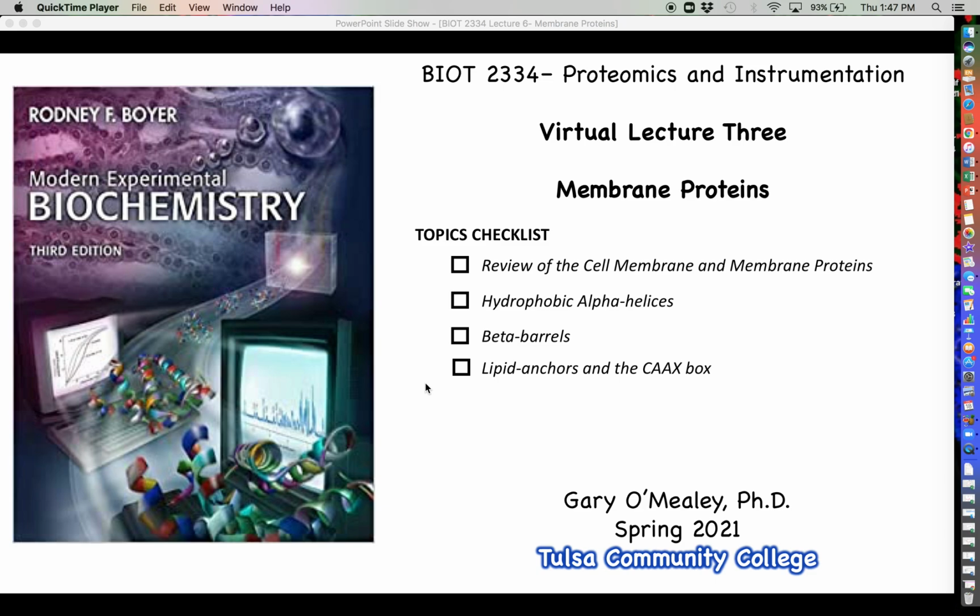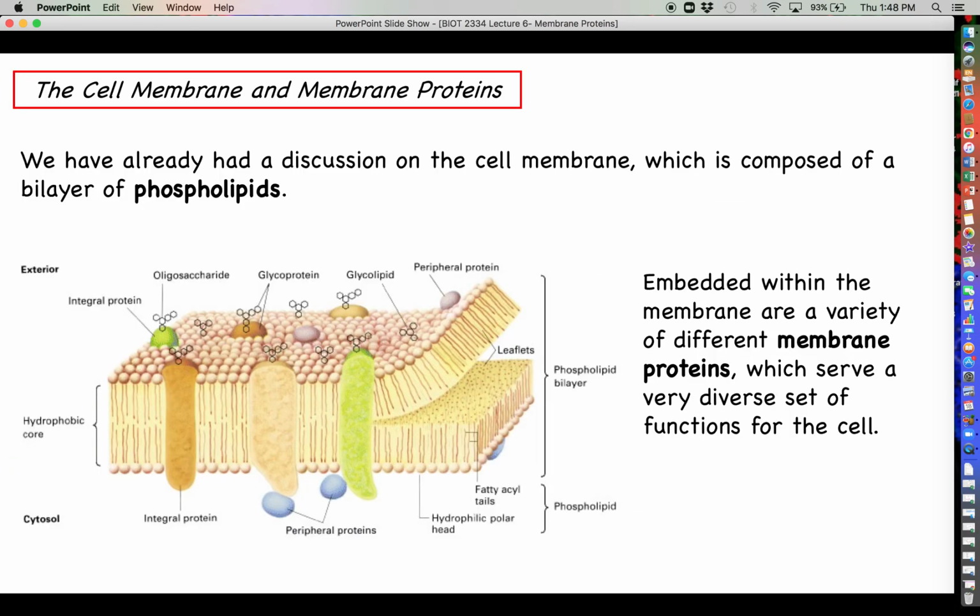So some proteins are actually embedded within membranes, whether it's the plasma membrane or the membranes of intracellular organelles. And this is going to be important because it's going to allow us to apply some of the introductory principles of proteins that we've talked about before, especially those regarding how amino acid side chains interact with their environment. So without further ado, let's start off by reviewing a little bit about what we already know about the cell membrane and membrane proteins.